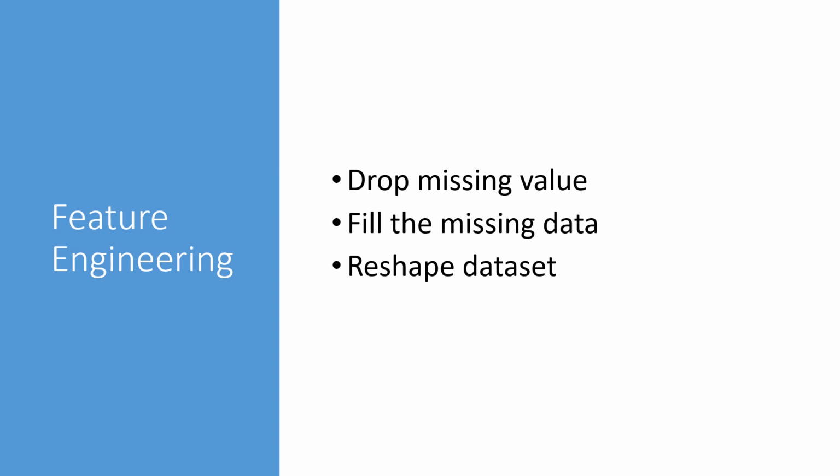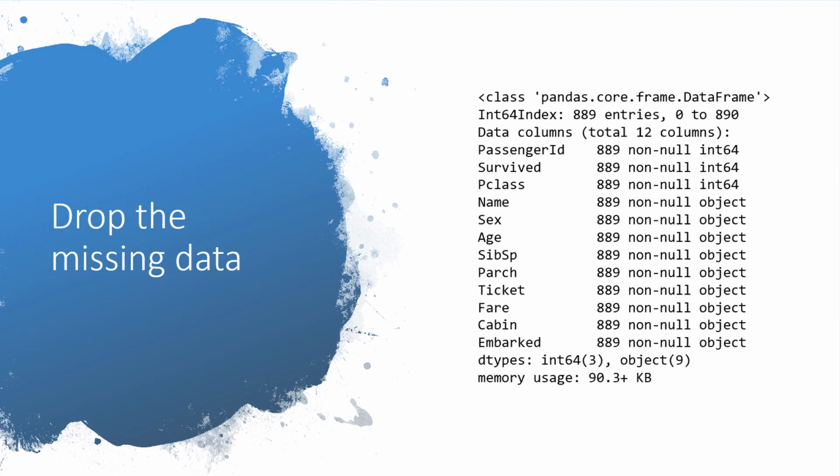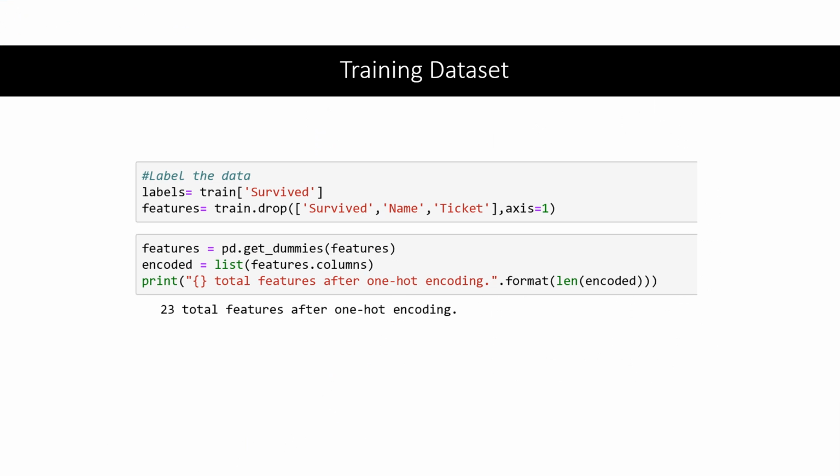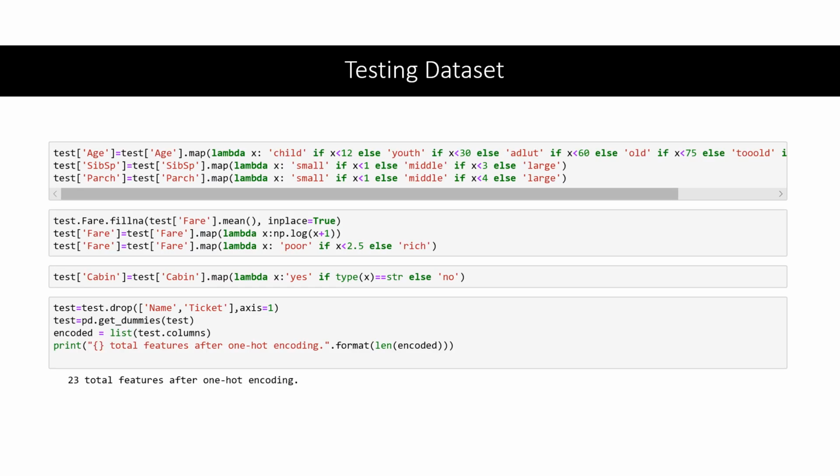The next step is feature engineering. First, we drop some missing data, fill in the missing data, and reshape the data set. Here we drop the missing rows, and now we have 889 entries. In the training data set, we label the data and also drop some columns like survived, name, and ticket. Then we use one-hot encoding, and we can see there are 23 total features after one-hot encoding.